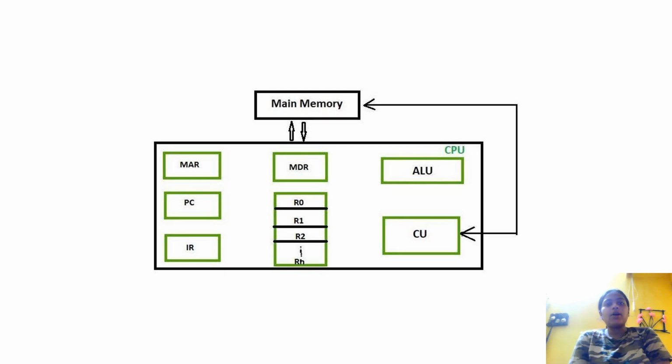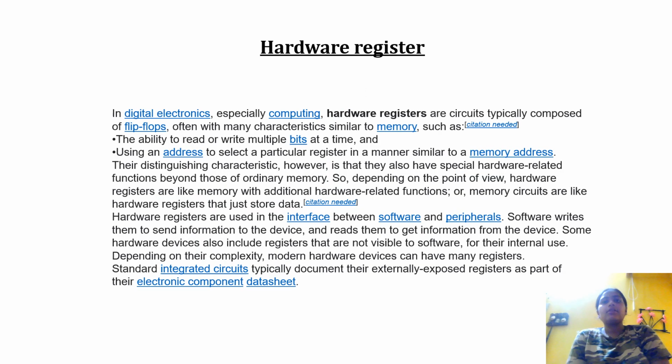PC is the program counter. IR is the instruction register. ALU is the arithmetic and logic unit. It performs many arithmetic and logical operations which are needed for the computer. So this is the diagram for the registers.